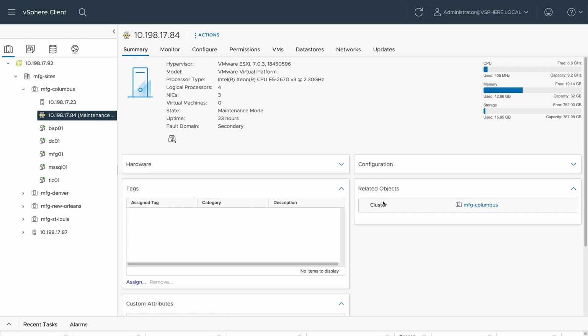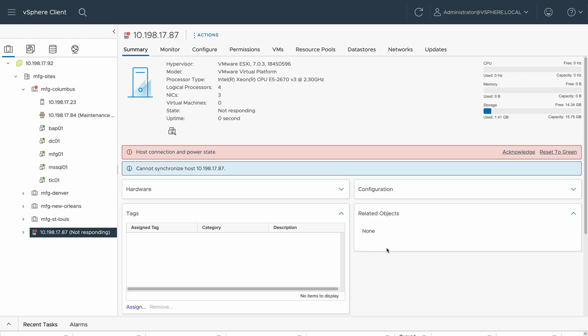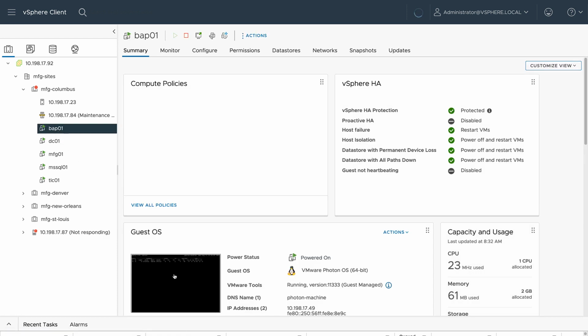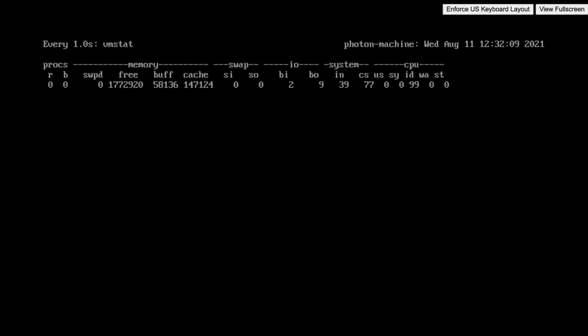A few moments later, the witness host goes offline without warning. Note that the virtual machines continue to run as they still have access to their virtual disks. We take a closer look at the console of one of the VMs and see that it is still running. At this point, we would take the host out of maintenance mode and work on bringing the witness host back online before proceeding with the maintenance.